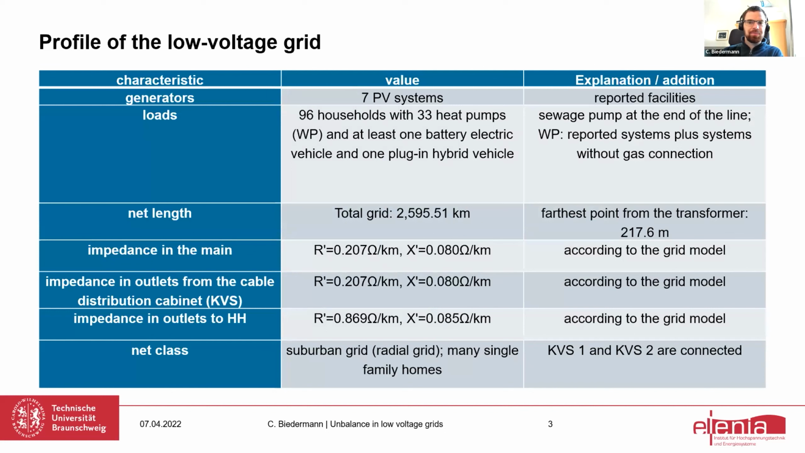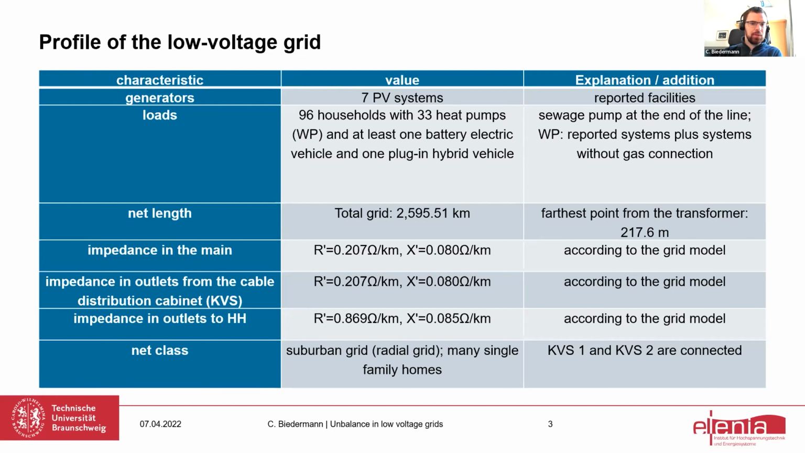Here is the data. We had a suburban grid. Half to a third of the people have heat pumps, and a few have electric cars. We have about 7 PV systems on 100 houses, so not so much. But we measured the lines where there are 2 or 3 PV systems on the line. And impedance is shown here as well.